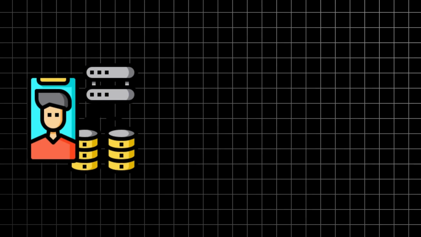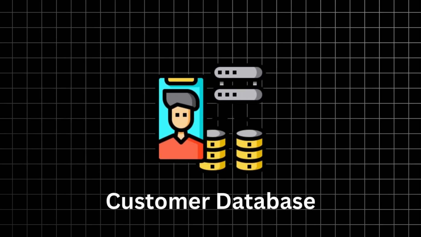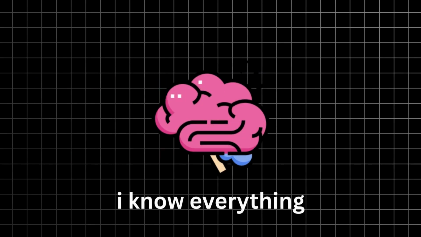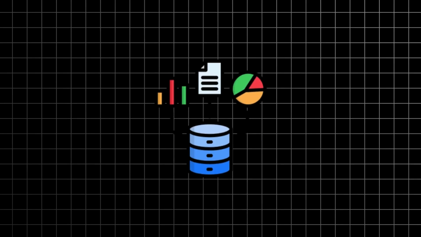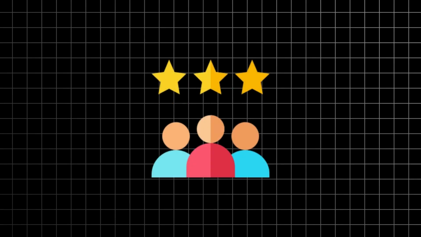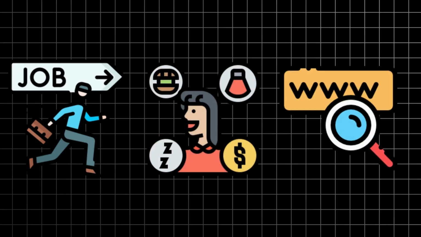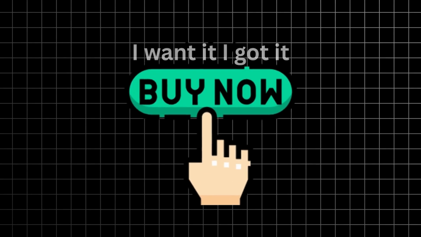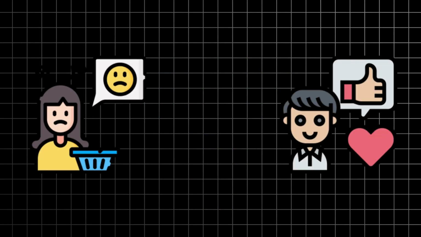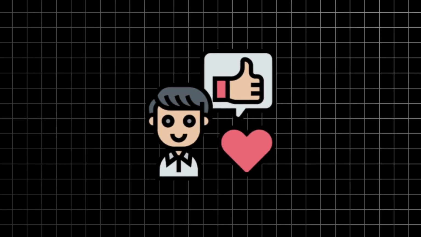First up, let's talk about the customer database. This is basically the brain of your business. It's where you store all the useful info about your customers, like their age, job, shopping habits, how often they visit your site, what they like, and what makes them hit that Buy Now button. Having this kind of data helps you understand who your customers are and what they want.